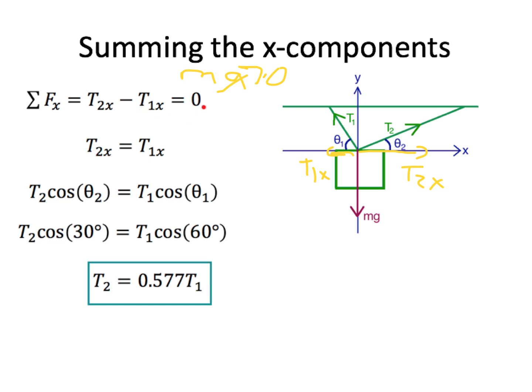I simply move the T1x over, and I see that the x components of the tension are equal to one another. And of course we know that because this guy is not accelerating in the x direction. So the forces pulling it to the right must be balanced by the forces pulling it to the left.